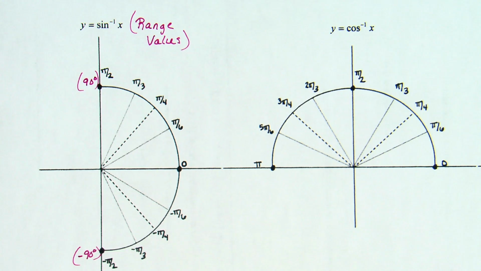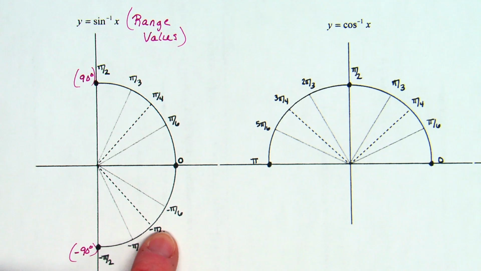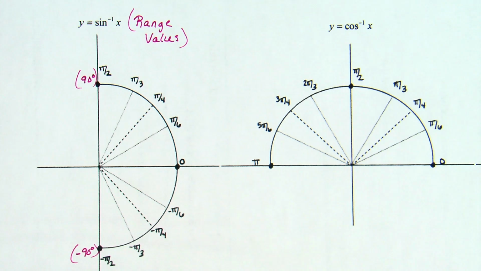And think with me real quick. What do you know about sine? In quadrant 1, sine is what? Positive. So all my positives are up here in quadrant 1. What do you know about sine in quadrant 4? It's negative. So all my negative answers are in quadrant 4.